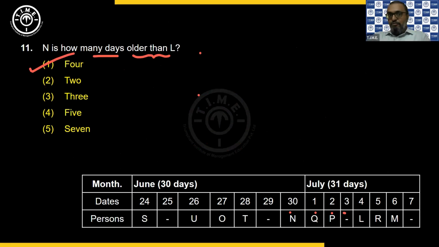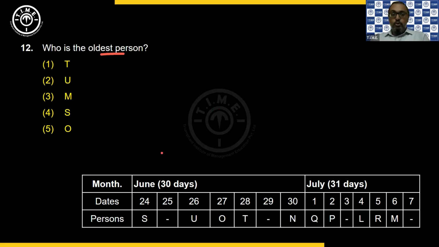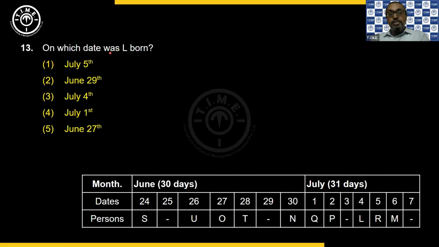So we have some more questions. I'm not waiting for you to answer, I know you will be able to answer. So then, who is the oldest person? The oldest person is S, June 24th. So fourth option. You keep answering in the chat, that's not a problem, I'll keep checking. Then on which date was L born? We know L was born on 4th of July. That is the third option.